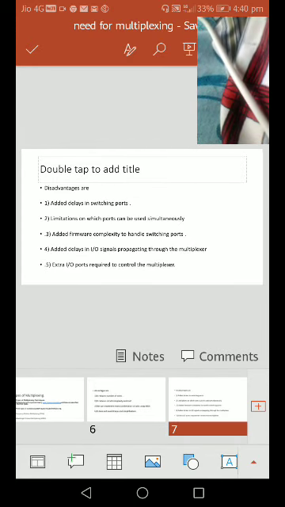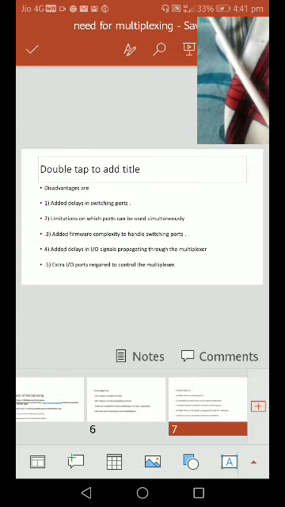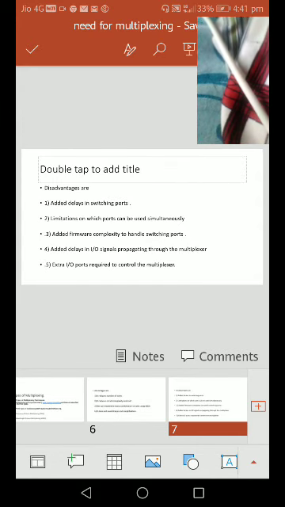And added to the firmware and complexity to handle the switching ports. And added to the delays in the input and output signals propagating through the multiplexers and the extra inputs.